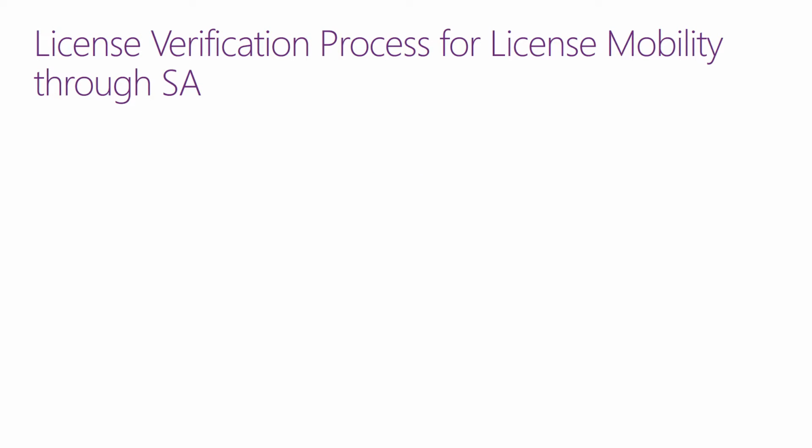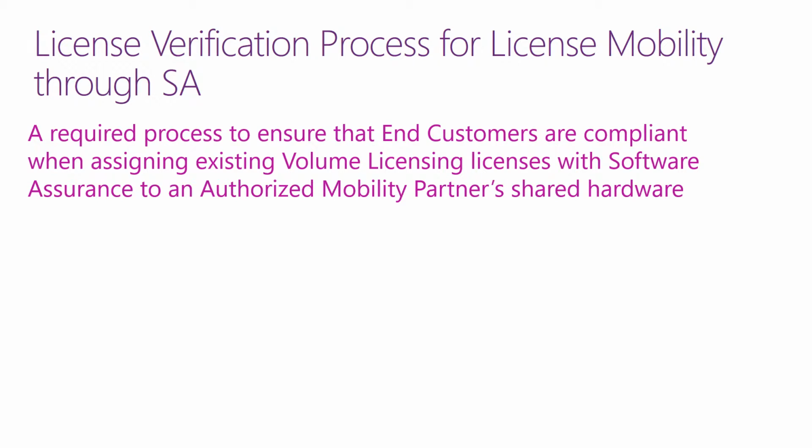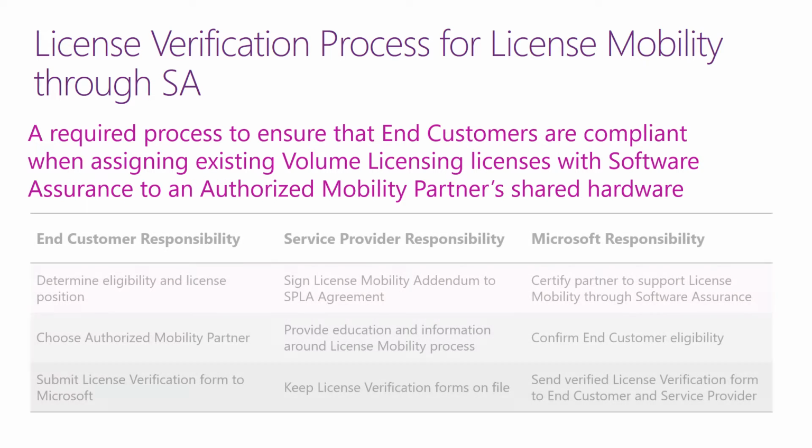Let's now look at a process called the license verification process. Now, when's this needed? Well, it's when an end customer wants to use their existing licenses acquired through a volume licensing program and to assign them to a service provider's shared hardware. The customer needs to make sure that they have active software assurance on their licenses, and that gives them something called the license mobility rights, and the service provider themselves must be an authorised mobility partner. Let's get some detail on the steps that need to be followed.